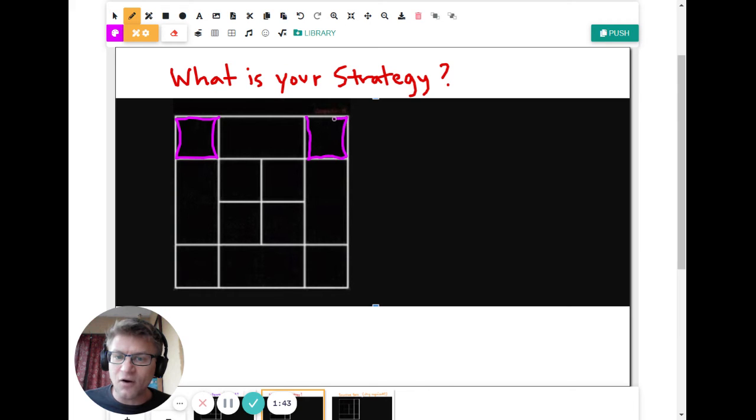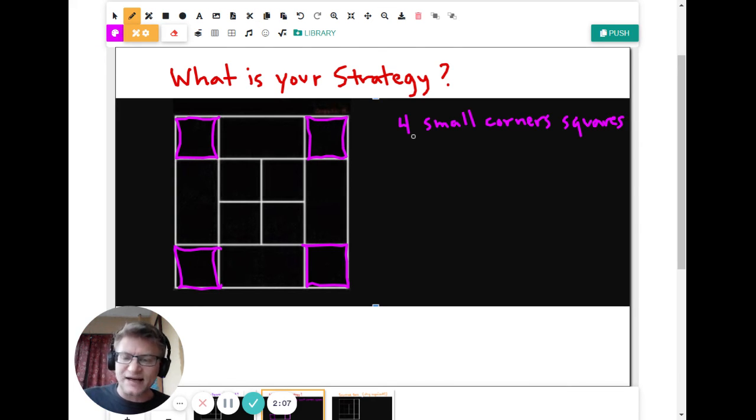And I might say that all together, I see four of these small outer squares, and I might keep track of it. One of the ways to do that would be to say four small corner squares, right? And this is a strategy. I'm keeping track. So you might want to try that. Now, there's also inner squares, right? So you could also do that. So maybe that's another thing. But keep track, see what you can do.